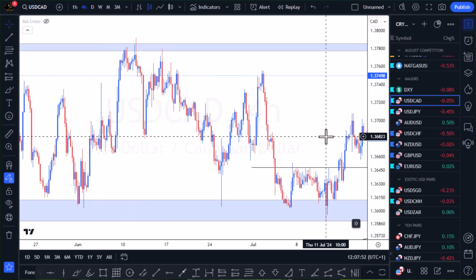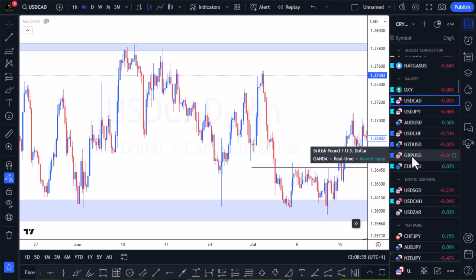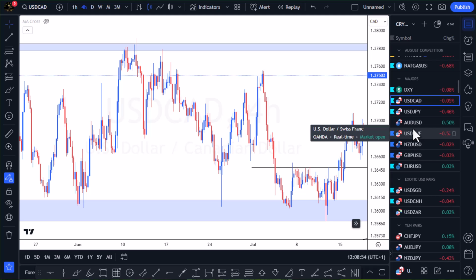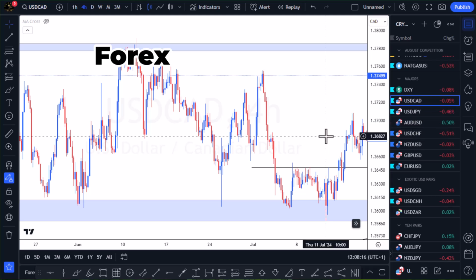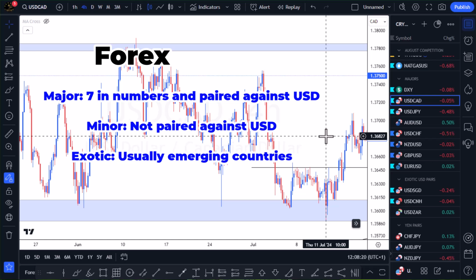What is forex? Forex is a global and decentralized market where currencies of countries are exchanged in terms of one another, so they are being traded, right? In this market, currencies are paired against one another. This is what we call pairs. In the foreign exchange market, we have 3 types of currency pairs: the major currency pairs, the minor currency pairs, and the exotic currency pairs.